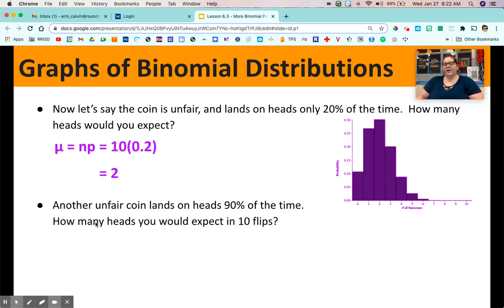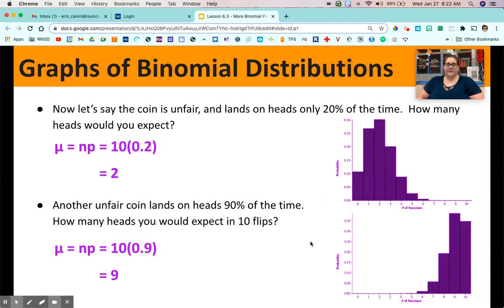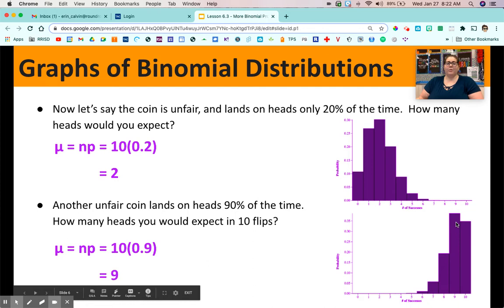But let's say we have another unfair coin that lands on heads 90% of the time. How many heads would we expect in 10 flips? So again, 10 is our n, 0.9 is our p this time, so 10 times 0.9, which is 9. And then this is what my graph looks like in this situation. Again, my tallest bar happens at 9 because that is our mean or expected value. That should happen the most often. But my graph is now not symmetric, and this time it looks skewed to the left.